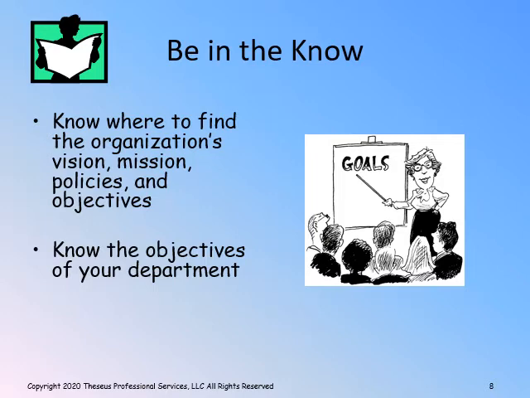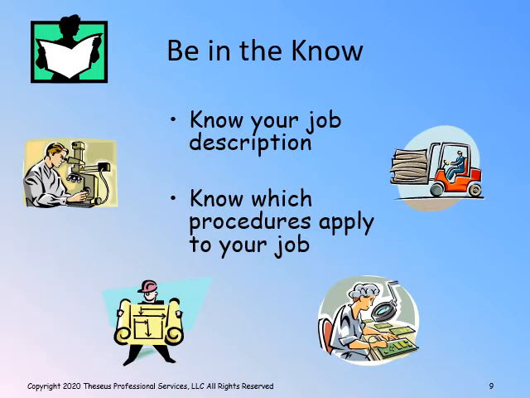As an auditee, what do you need to know to be ready? You need to know where to find the organization's vision, mission, policies, and objectives, as well as your department objectives. Why is this important? The auditor wants to know if you have an understanding of what the entire organization's objectives are, as well as how they tie in to your department. So what else do you need to know? Know your job description, and know which procedures apply to your job. An auditor wants to know if you have an understanding of what you do and how you do it.